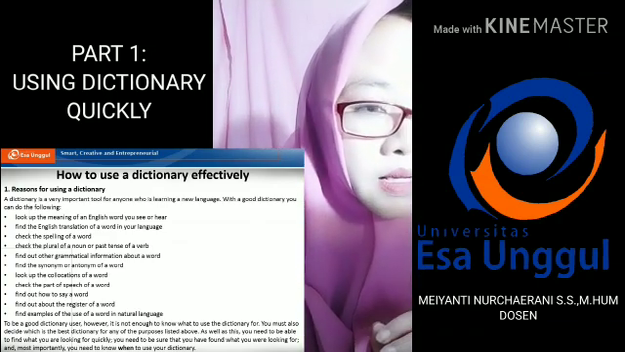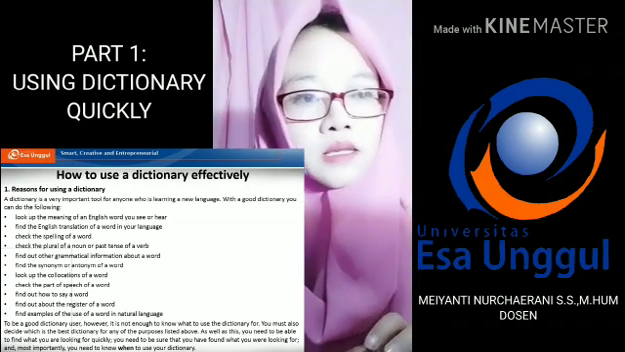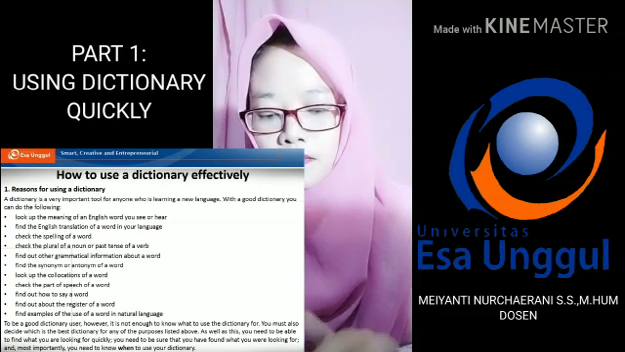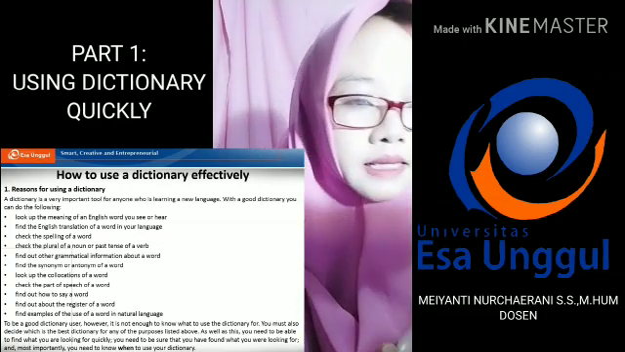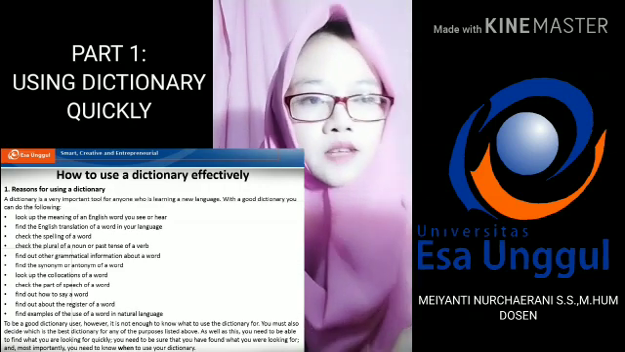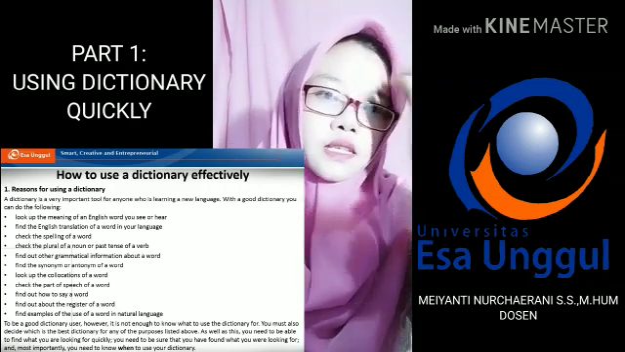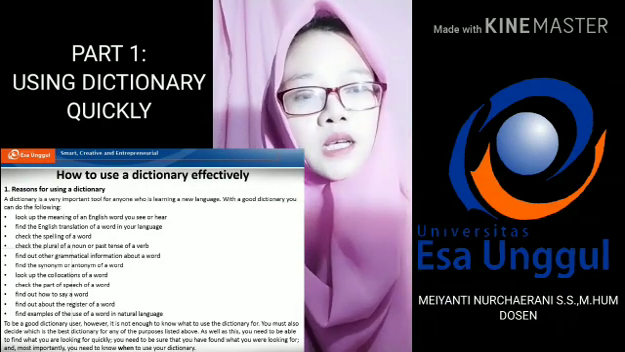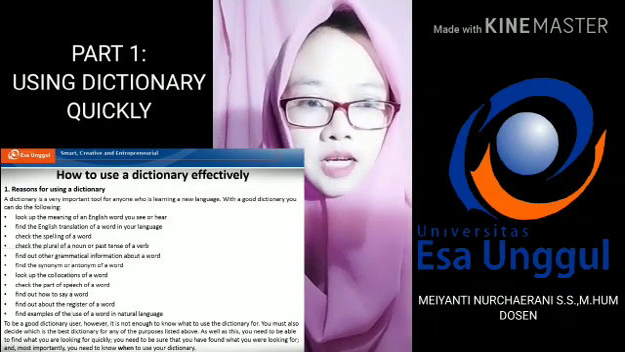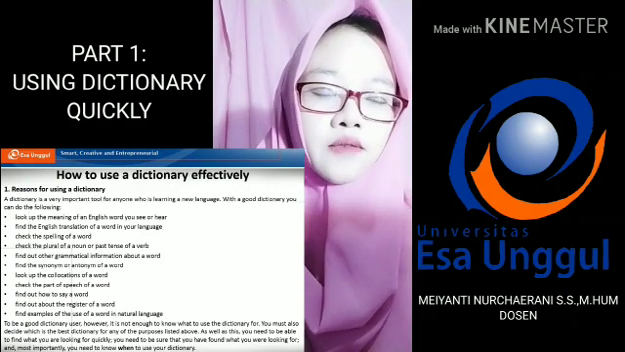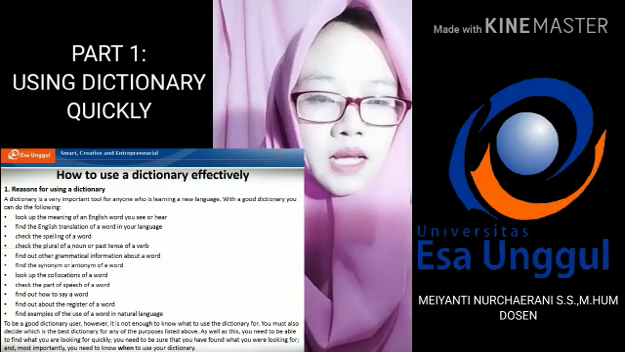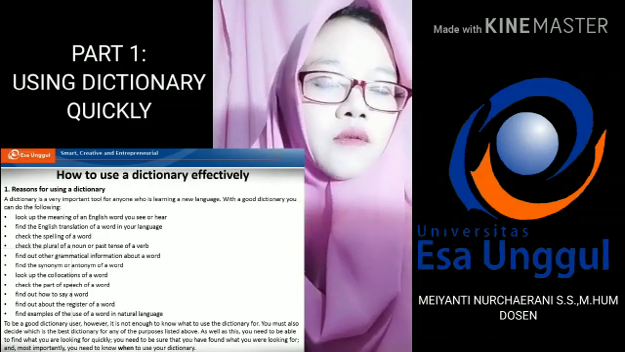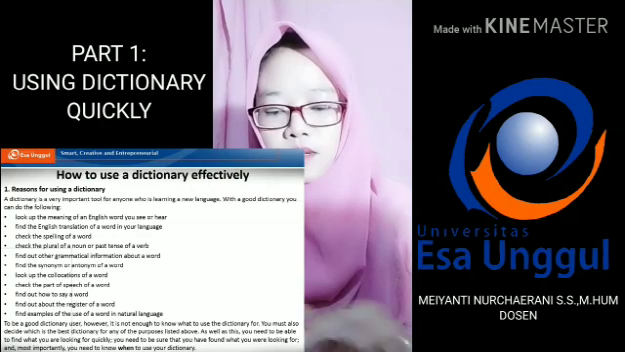Check the plural of a noun or the past tense of a verb, and then find out other grammatical information about the word, and then find the synonym or antonym of the word, and look up the collocation of a word, and check the part of speech of a word, and find out how to say a word, and find out the register of a word, and then find examples of the use of a word in natural language.